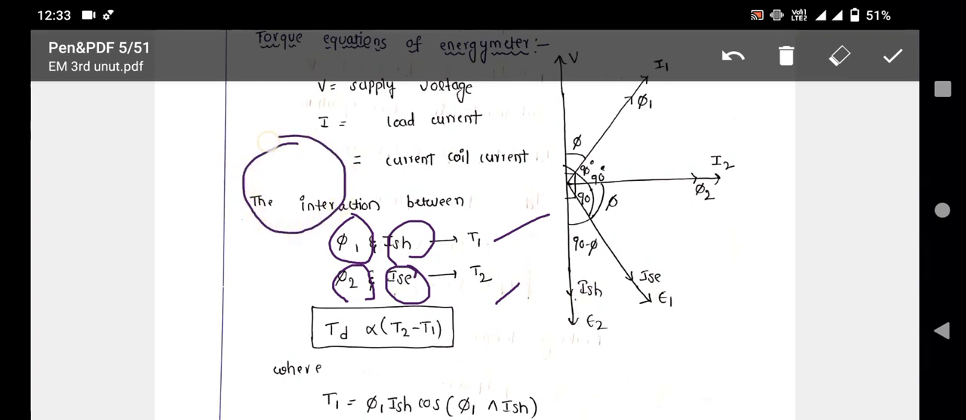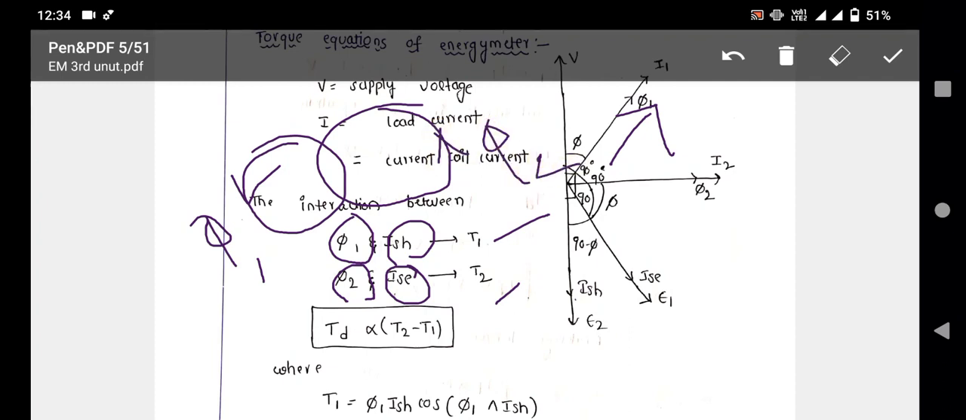If you consider this diagram, you can understand the interaction between phi 1 and ISH. Phi 1 is the main flux, the series flux. The entire load current passes through the coil, which produces phi 1. Phi 2 is the shunt magnet flux. The interaction between phi 2 and ISC, and phi 1 and ISH, produces the torques T1 and T2.